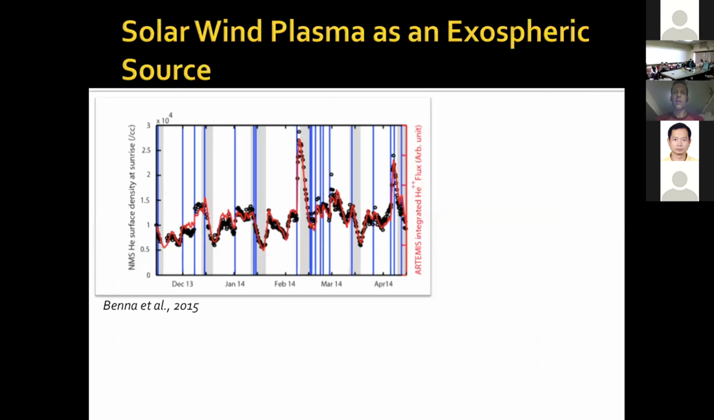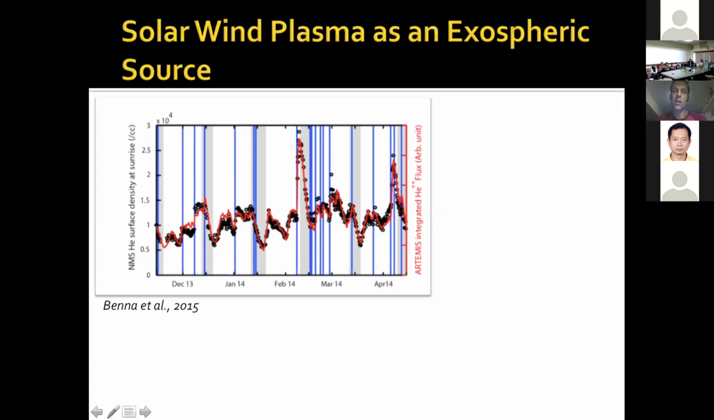Okay, the final topic is kind of to connect to Rosemary's talk. The plasma around the moon actually is both a source and a sink for the exosphere. So the first part here is that the plasma is a source of the exosphere. A lot of the volatiles on the moon can be delivered from the solar wind. So this is an example in the form of helium.